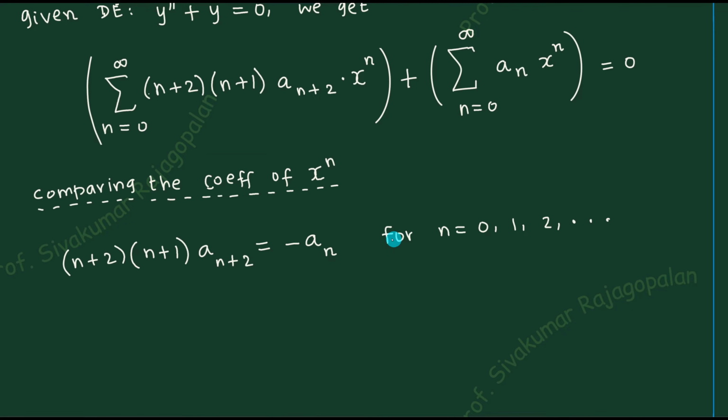Instead of that, we are going to say that this kind of expression is valid for n equal to 0, valid for n equal to 1, valid for n equal to 2, etc. Now that information is what is there in the summation: n equal to 0, n equal to 1, n equal to 2. So if you substitute n equal to 0, then we are comparing the x to the power 0 coefficient.